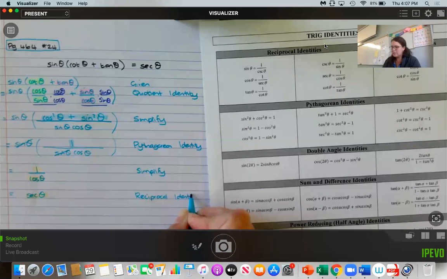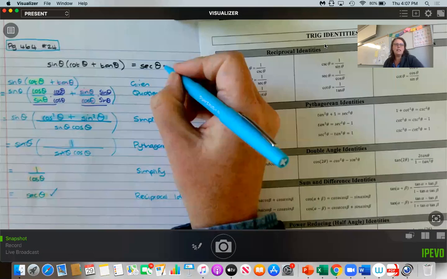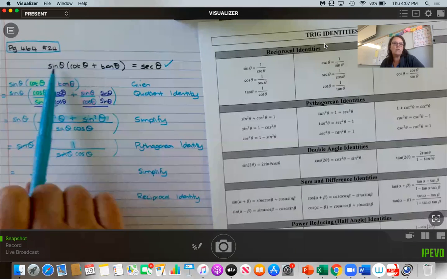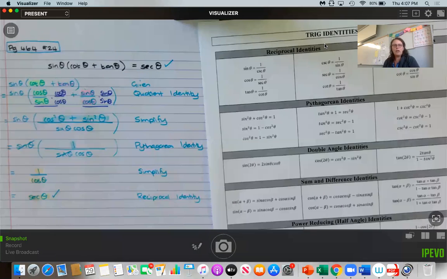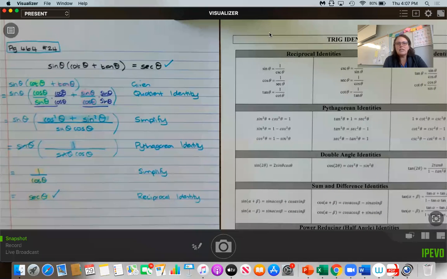The good news is that now I have exactly what I wanted on the right-hand side. So I have established that the left side of this equation will always be equal to the right side. This is a great example because it uses the three identities that we learned today: the reciprocal identities, the quotient identities, as well as the Pythagorean identities. As you work through different proofs, you're going to continue using these identities in different ways, and then we're also going to learn about the double angle identities, sum and difference, and power reducing identities.